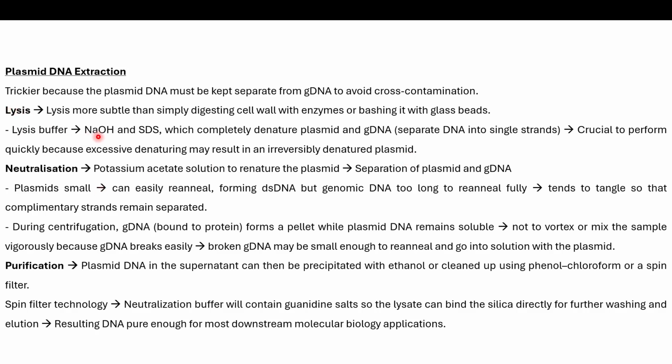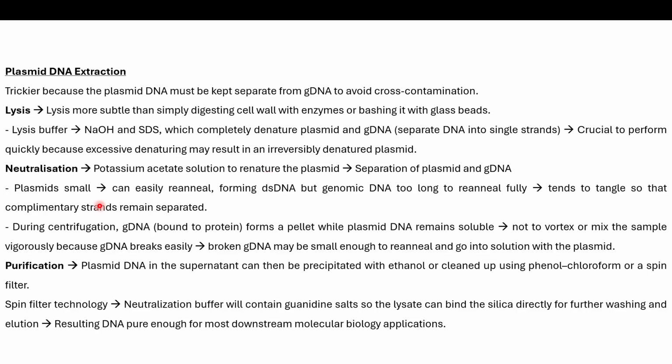Next, you added NaOH and SDS, then you have to neutralize the alkaline. This step is alkaline lysis. In the case of plasmid DNA extraction, we do alkaline lysis followed by quick neutralization. We add potassium acetate to renature the plasmid. This is a very crucial step, because in the first step we were denaturing both plasmid and genomic DNA, but here we are interested in getting only the plasmid DNA, not the genomic DNA.